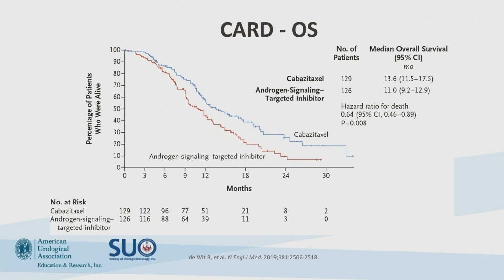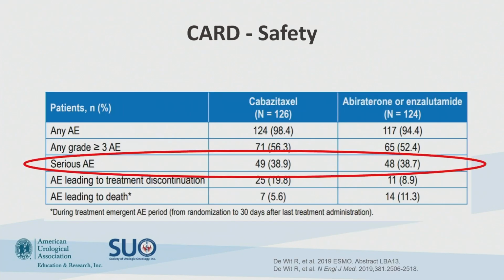Also importantly, I think we heard before that medical oncologists are very, very focused on overall survival, as we all are, I think, as doctors. But overall survival was also improved with cabazitaxel as compared to that second AR-targeted agent. So really here, not just a progression-free survival benefit for people, they lived longer as well.